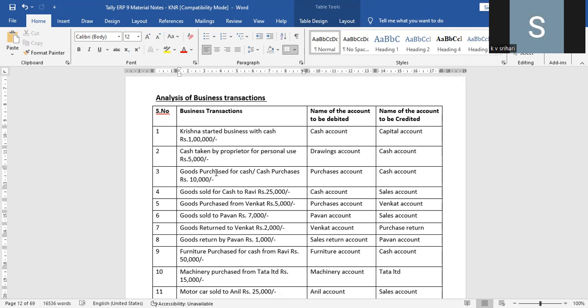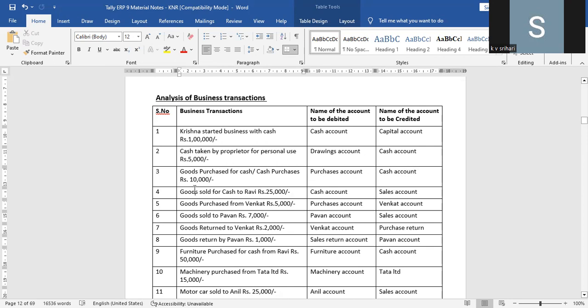Otherwise, one more way. If the goods are there, you are consuming the goods, so that is also considered an expense. Expenses are always entered on which side? Debit side. So purchases account debit. Now you pay the amount. Is cash coming in or going out? Going out. Credit side. So purchases debit side, cash credit side.